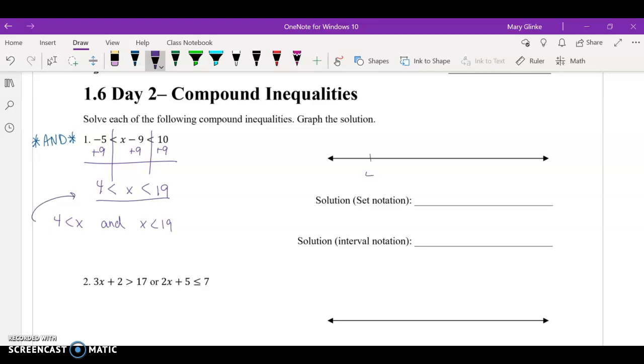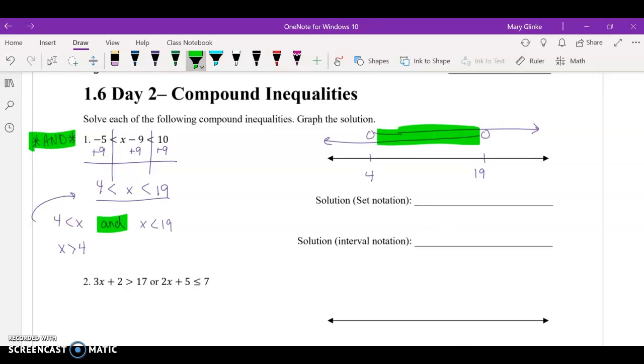So to graph it, you're going to go to 4. 4 is less than x. That means x has to be bigger than 4, which means we want everything to the right of 4. And as for 19, we want everything smaller than 19. You'll notice I'm using open circles for these ones. So you solve it, you graph it, and then you wait and think about it for a second. This is an and problem, which means I want the overlap, which means I want everything here in the middle. So then you're going to graph your final solution as 4 and 19 and everything in between.